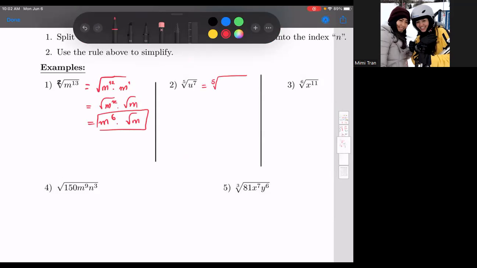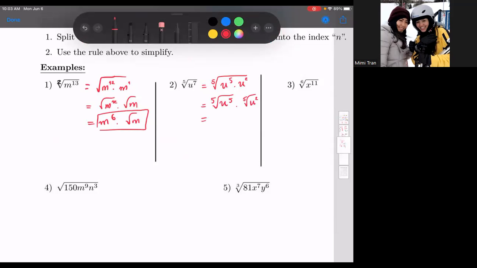What is the largest number next to 7 that divides into 5? Of course, it has to be less than 7, right? So it'll be u to the 5 times u to the second. Well, break it apart one more time. If you're good at it, you don't have to do this step.